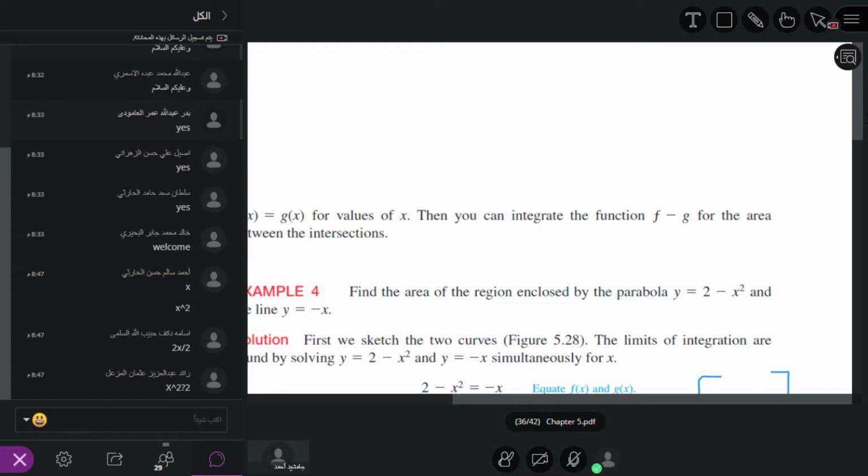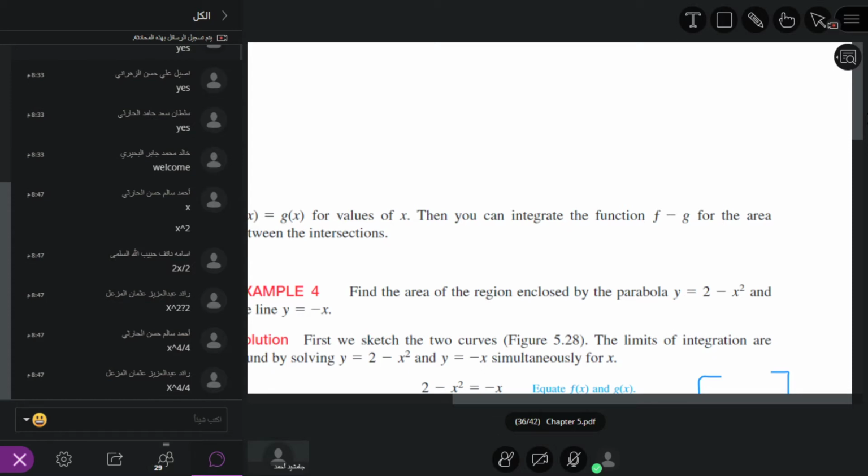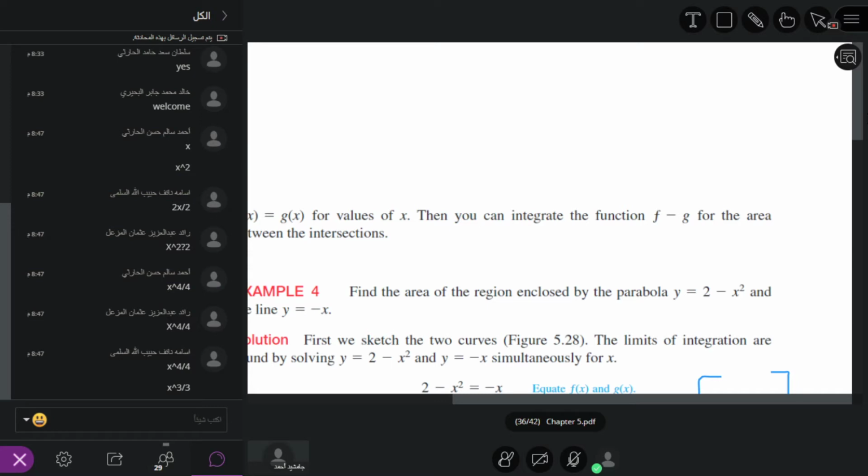Antiderivative of x^3 is x^4 over 4. Now here we have x squared. What is the antiderivative of x squared? It is x^3 over 3.